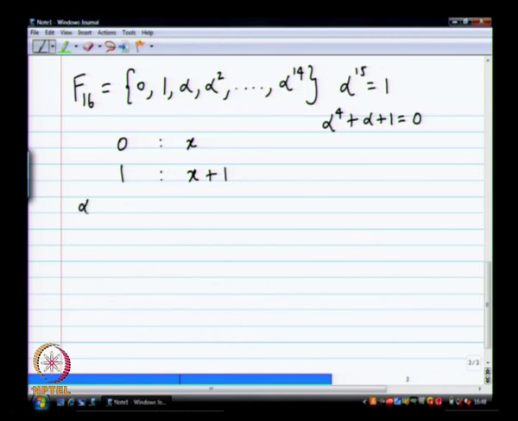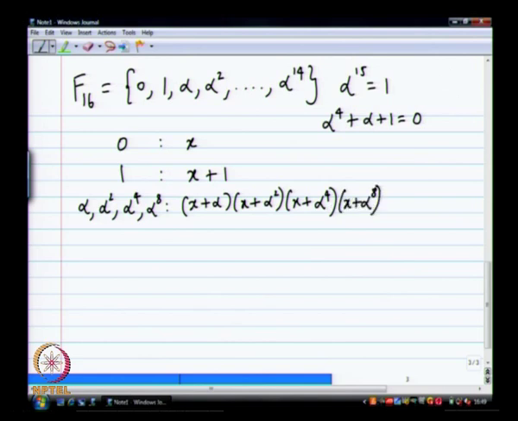Beginning with alpha, you will have a non-trivial set of conjugates. So alpha, then what would be the next conjugate? Alpha squared. The next one is alpha power 4. Next one is alpha power 8. The next one is alpha. So you can stop there. So these are the 4 conjugates. So the minimal polynomial for alpha will work out as (x plus alpha)(x plus alpha squared)(x plus alpha power 4)(x plus alpha power 8).